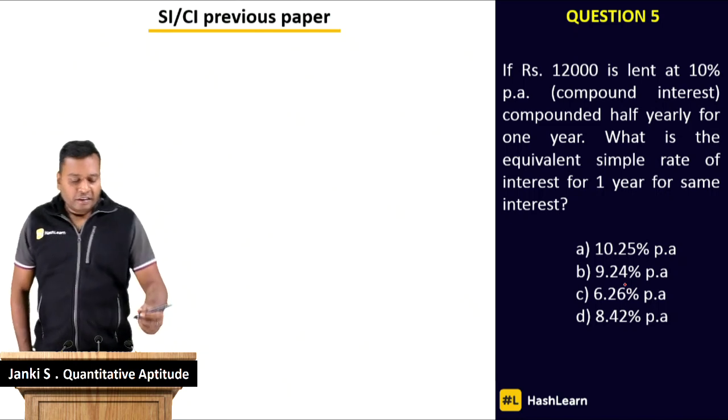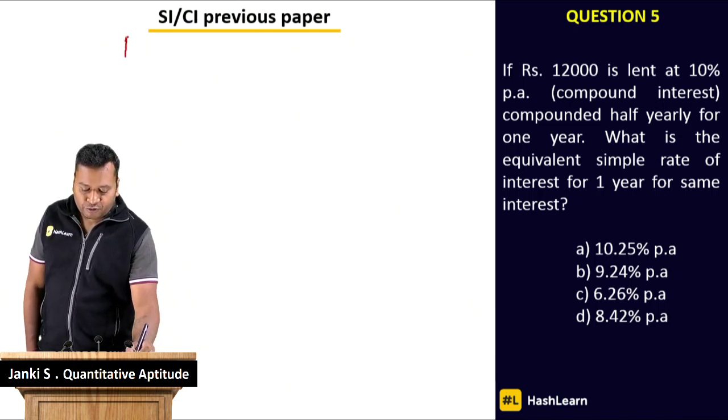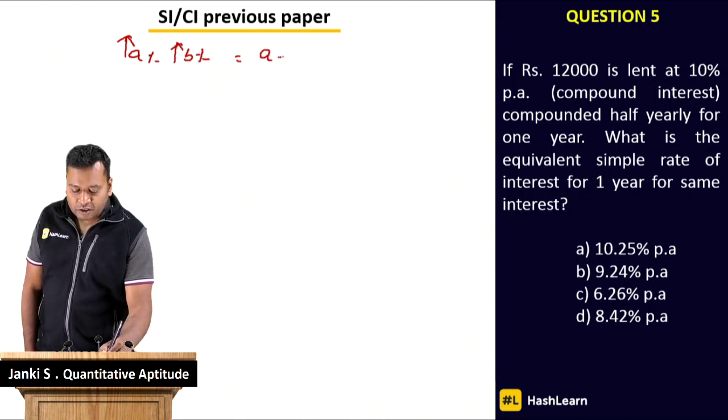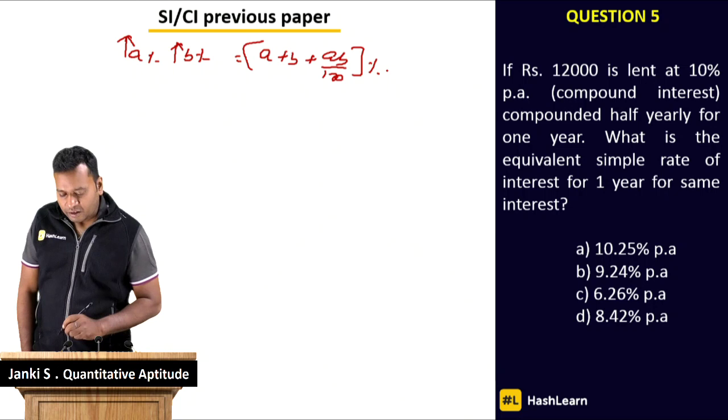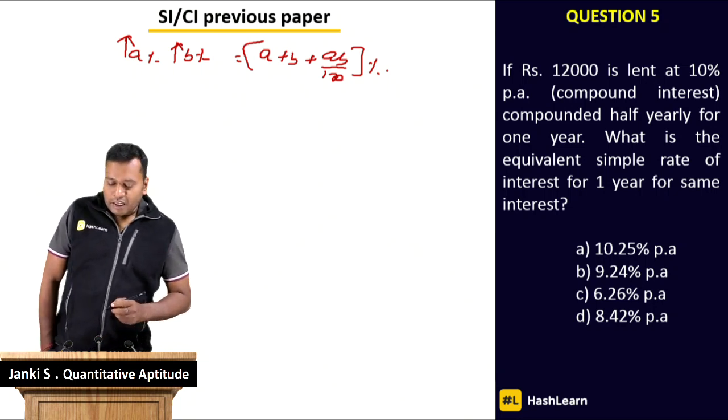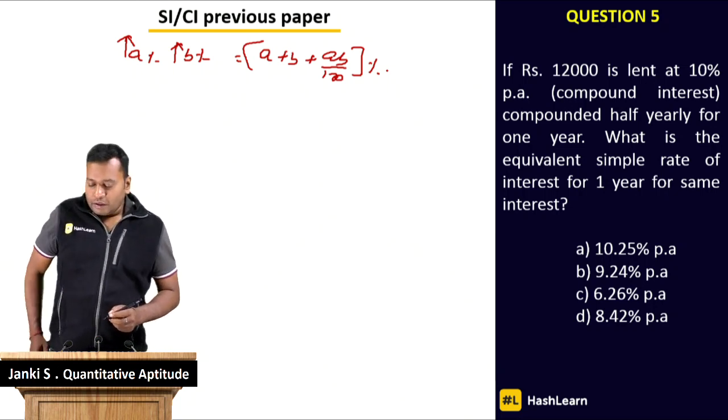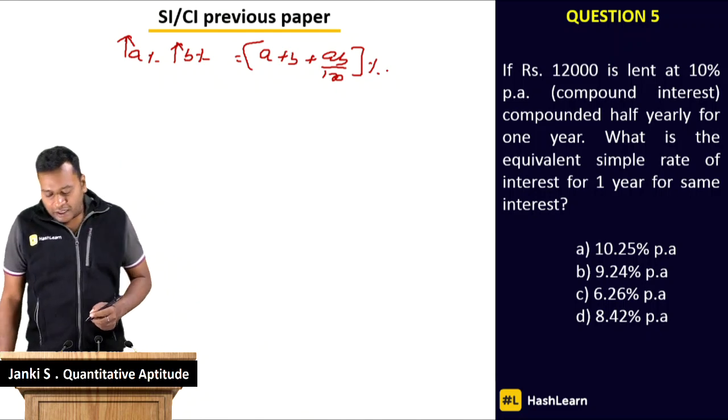If I'll go by the successive change formula, I have a successive change formula, a percent and then b percent. My overall change is always a plus b plus ab by 100% will be the value here. अब यहाँ पे अगर आप फॉर्मूला नहीं जानते हैं तो आप ये लॉजिक तो डायरेक्टली लगा सकते हो.